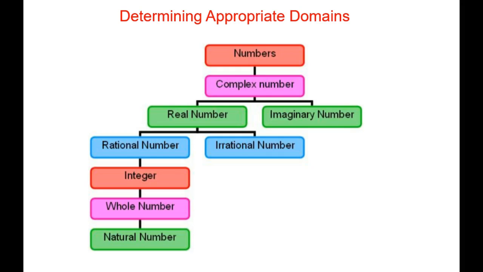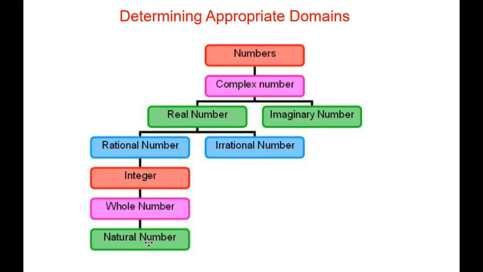The next topic of this lesson is going to be determining appropriate domains for given situations. You have to recall that the domain is referring to the input values, typically when we have an equation that's referring to our x values. In order to do this, you have to have a solid understanding of the complex number system. You need to understand the difference between rational numbers, integers, whole numbers, and natural numbers.